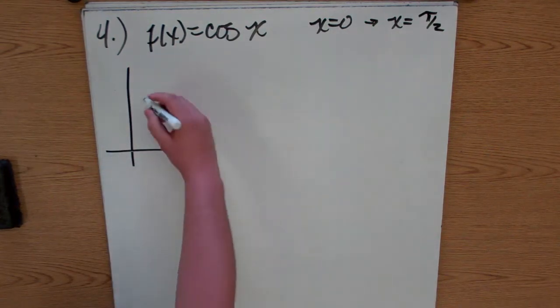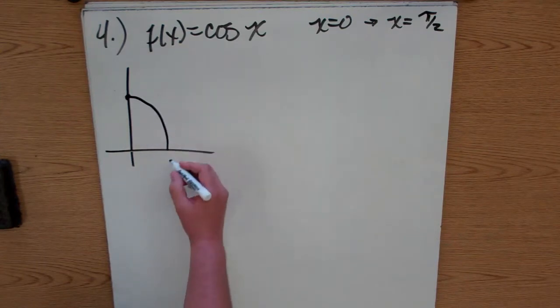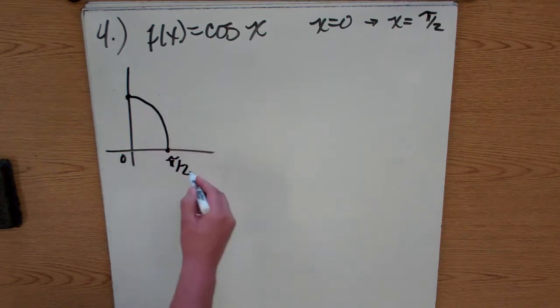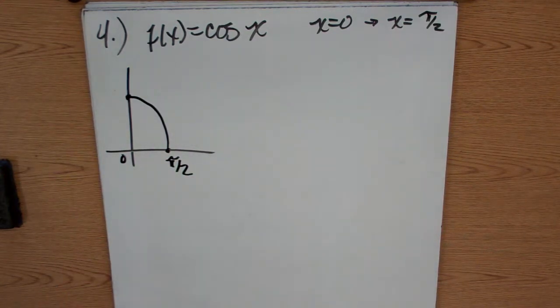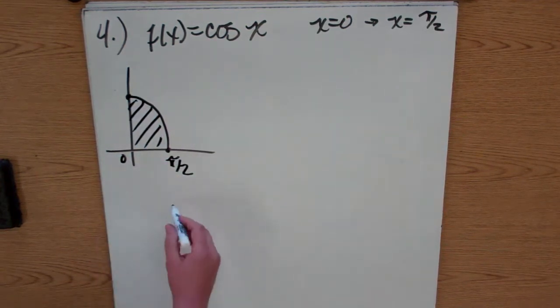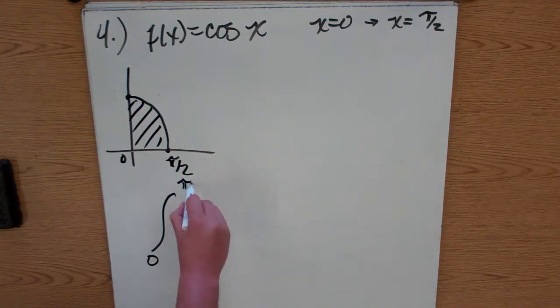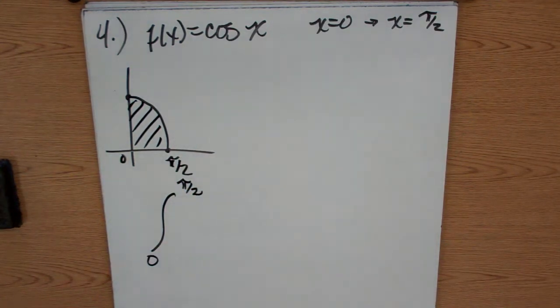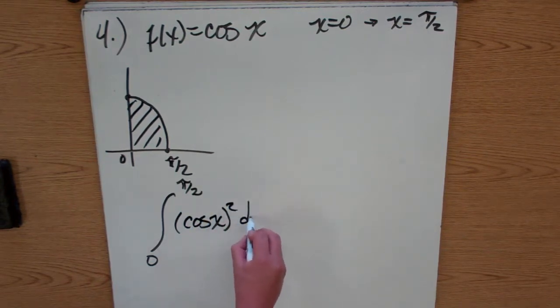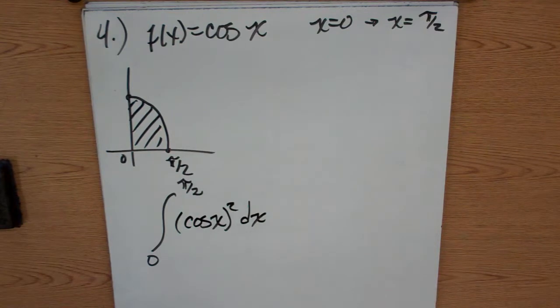Alright, so if we were to draw this, we know that we start at 1 and we come down, and when we hit the x-axis here, this is pi over 2. Alright, this is 0 and that's pi over 2. So we know our limits of integration, because this is what we're integrating. We know our limits of integration are 0 to pi over 2. But now, since our cross sections are squares, we know the formula for a square is side squared, and of course, cosine of x gives you your side. So we're going to have the cosine of x squared dx, and that's what we're going to integrate.